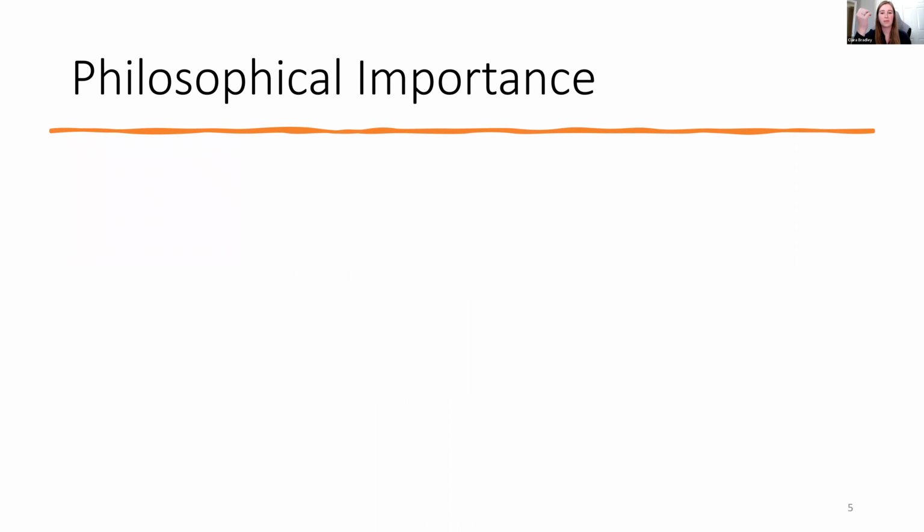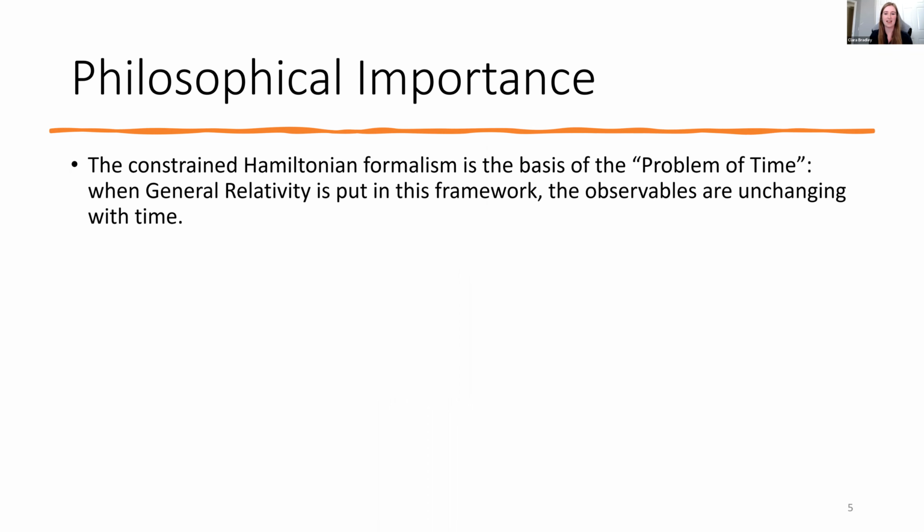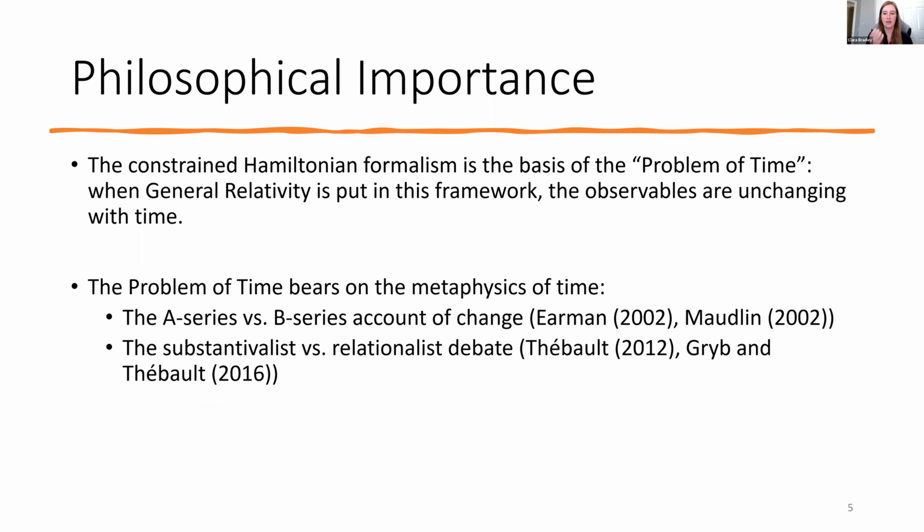So the constrained Hamiltonian formalism is of interest in the philosophy of physics for several reasons, but the most notable reason is that it is the basis of this puzzle in the foundations of physics known as the problem of time, which is that when general relativity is put in this framework, or indeed any time reparameterization invariant theory, one finds that the observables are unchanging with time. And in as much as one thinks of the observables as the physically meaningful quantities, this suggests that the physically meaningful quantities do not change with time. And so we don't seem to have a meaningful notion of change in our theory. And this bears particularly on the metaphysics of time.